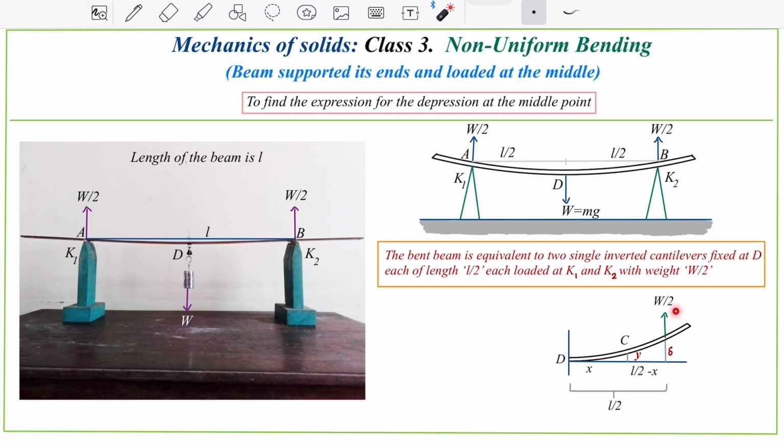And consider the cantilever on the right hand side, that is the inverted cantilever on the right hand side, which is fixed at D and loaded at the end B. Now if you consider a point C on the inverted cantilever, then the elevation at C is Y, where C is at a distance X from the fixed end D.